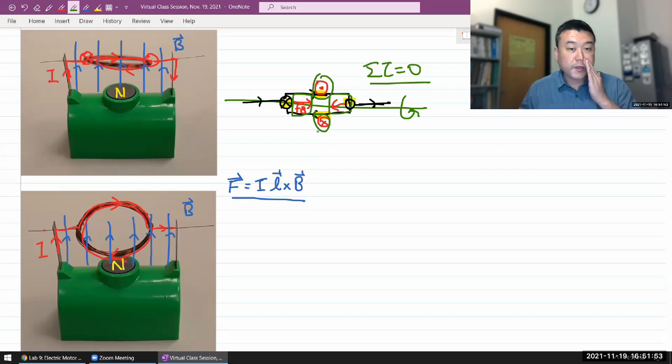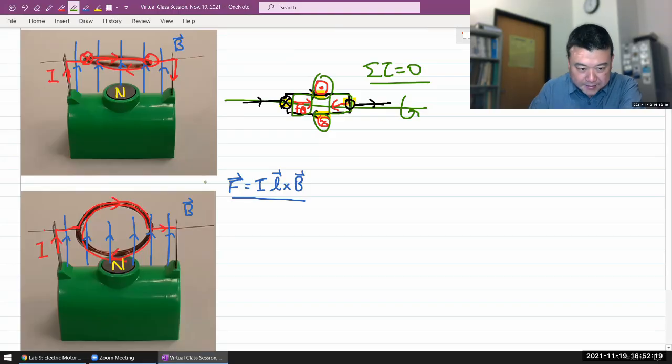So this is one of the things to watch out for with a motor. A motor of this kind of design has dead zones. There are orientations of the current carrying coil that won't produce any torque. And with the more practical motors, there are things that people do so that the motor won't get stuck in a dead zone. But with the world's simplest motor, yeah, that can happen. It can get stuck in a dead zone.